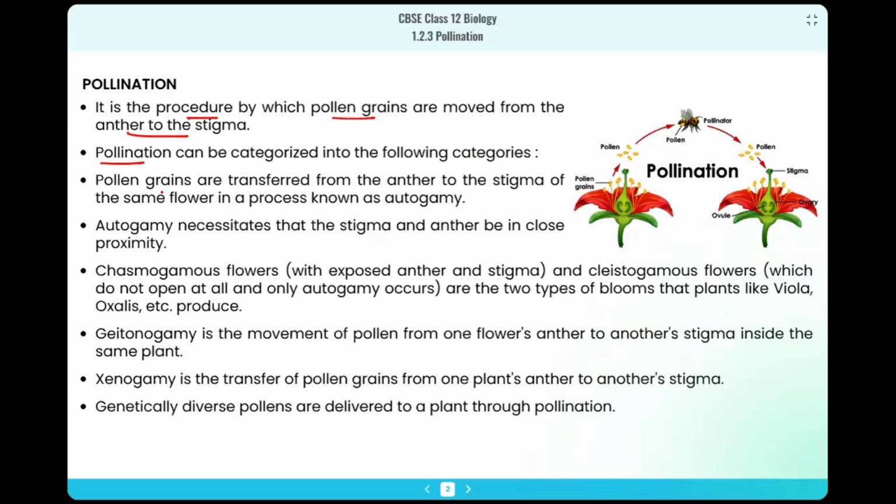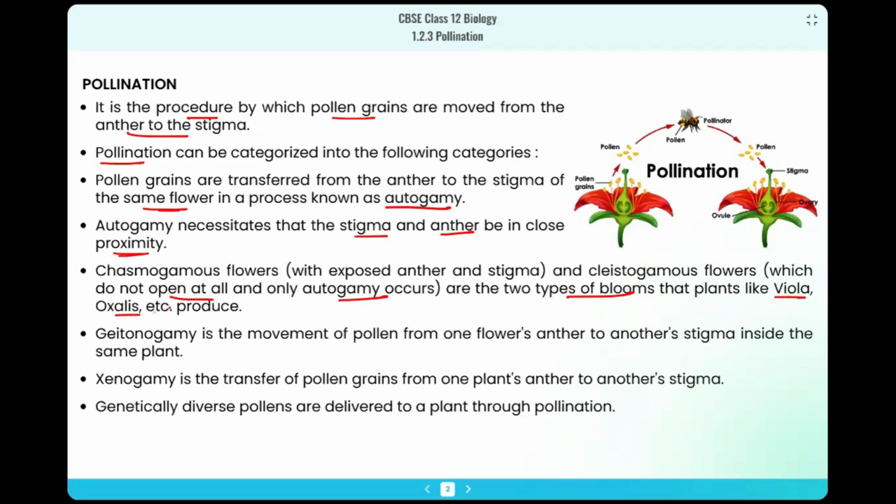Okay, so pollen grains are transferred from the anther to the stigma of the same flower in a process called autogamy. So autogamy necessitates that the stigma and anther be in close proximity. Now, cleistogamous flowers do not open at all, and only autogamy occurs. And these are the two types of blooms that plants like viola, oxalis, etc.